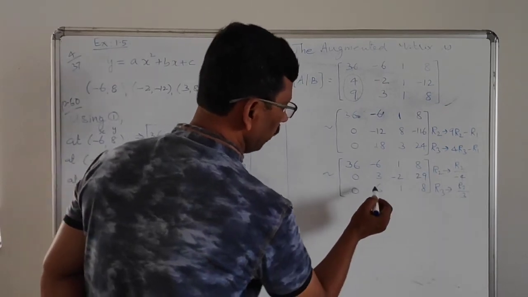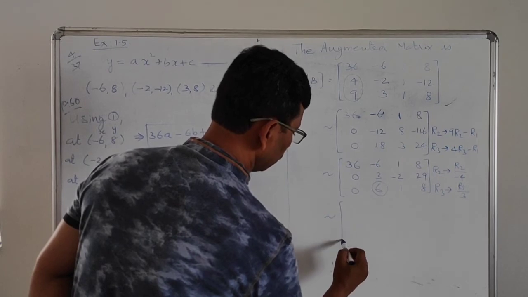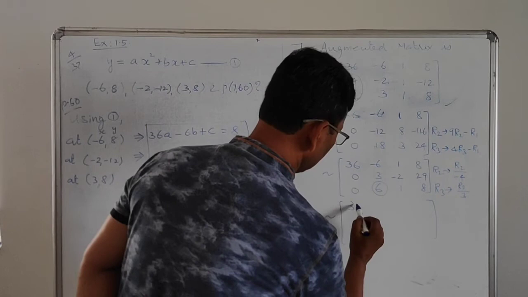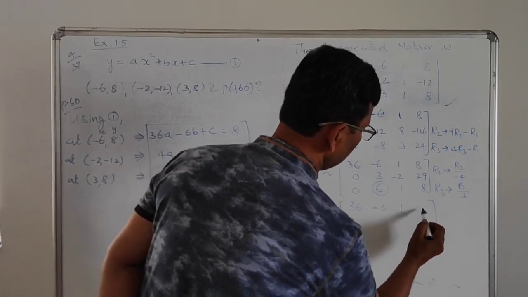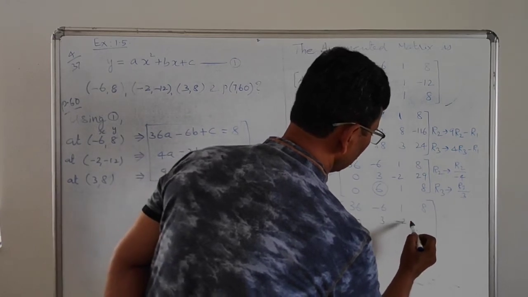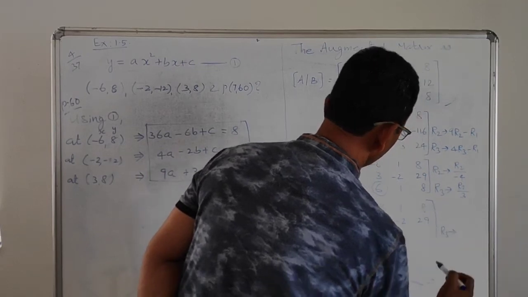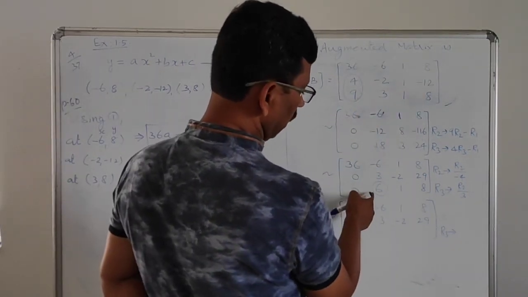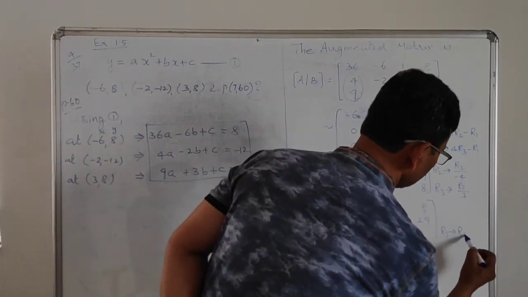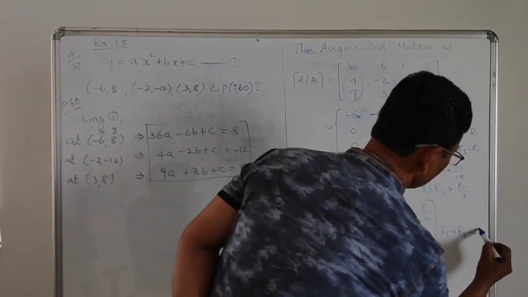Now, after that, we have to make this as 0. Therefore, you can write the first two rows as it is. That is 36, minus 6, 1, 8. 0, 3, minus 2, 29. Then R3 gives. See, among these two, this is larger. Therefore, you can multiply this by 2. Therefore, you can write R3 as it is. R3, then minus 2 times R2.